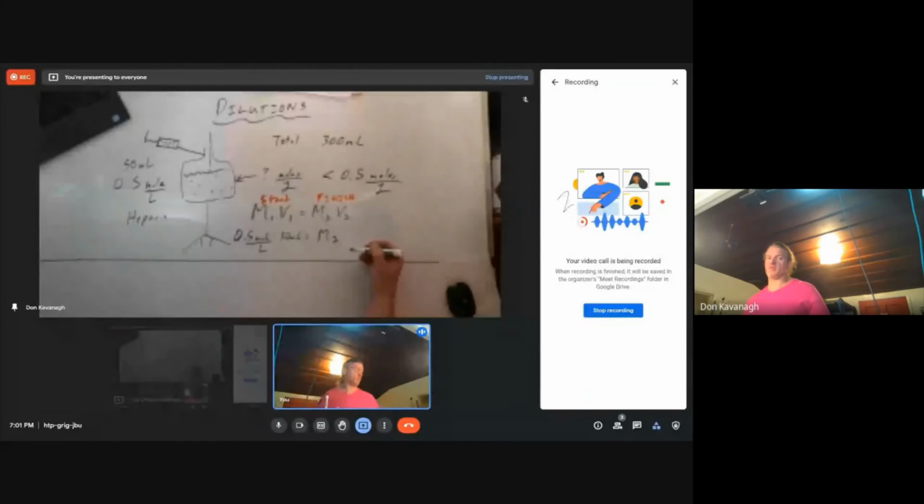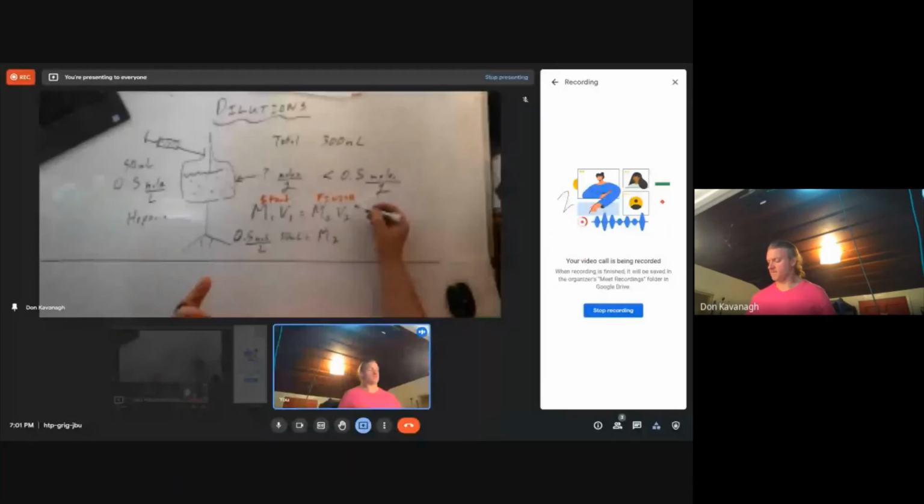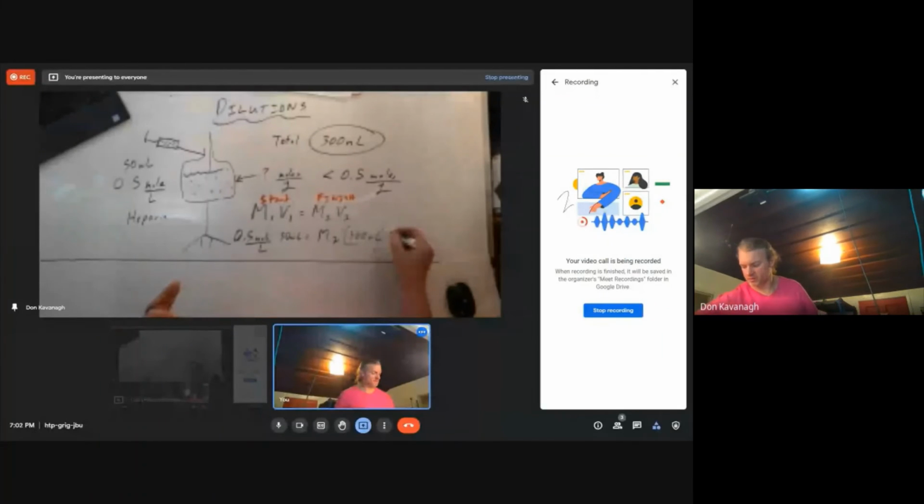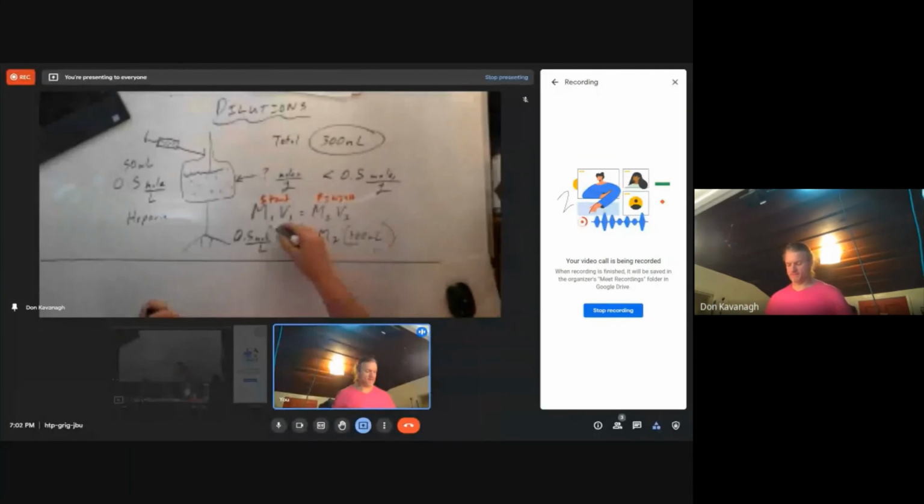This is the curveball of the trick. Remember, it's the total volume at the finish. 250 plus 50. Bing. Really just multiply and divide out. 25 divided by 300.